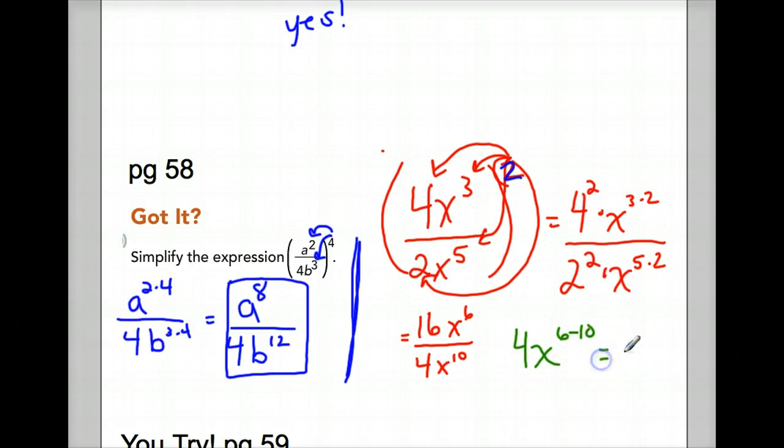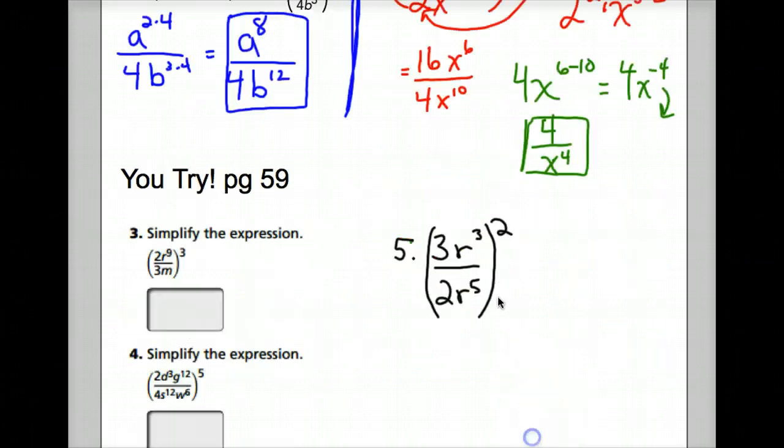Well, x to the 6th minus 10 gives us x to a negative number. We get 4x to the negative 4th. We really don't like negative exponents, so that, just the x to the negative 4th, gets flipped down to the bottom. Our final answer is 4 over x to the 4th. And we are done.